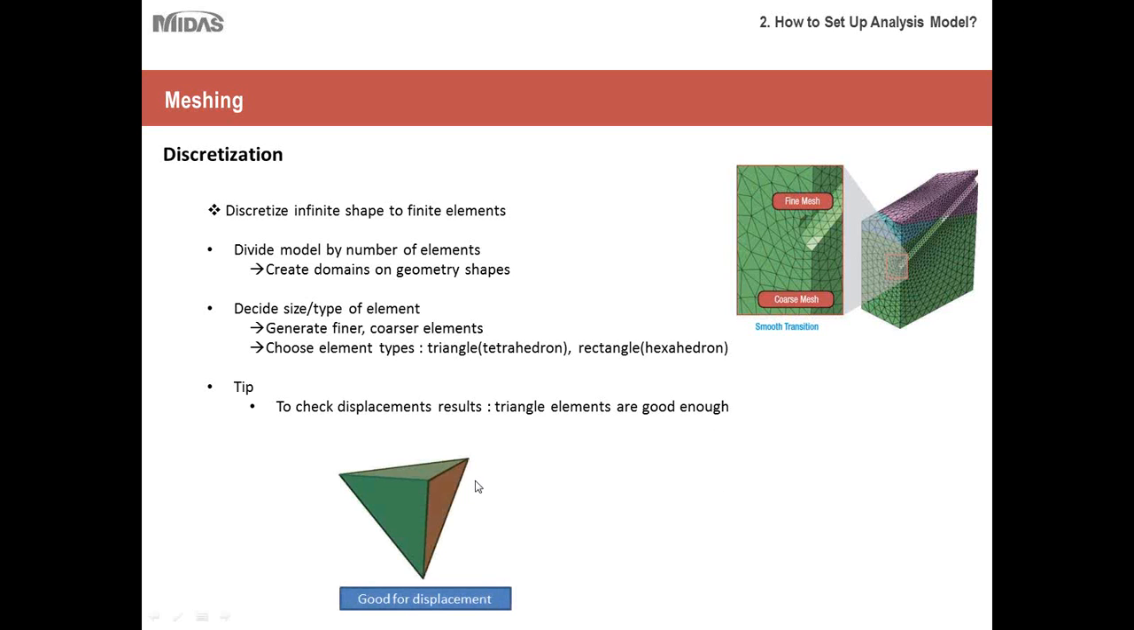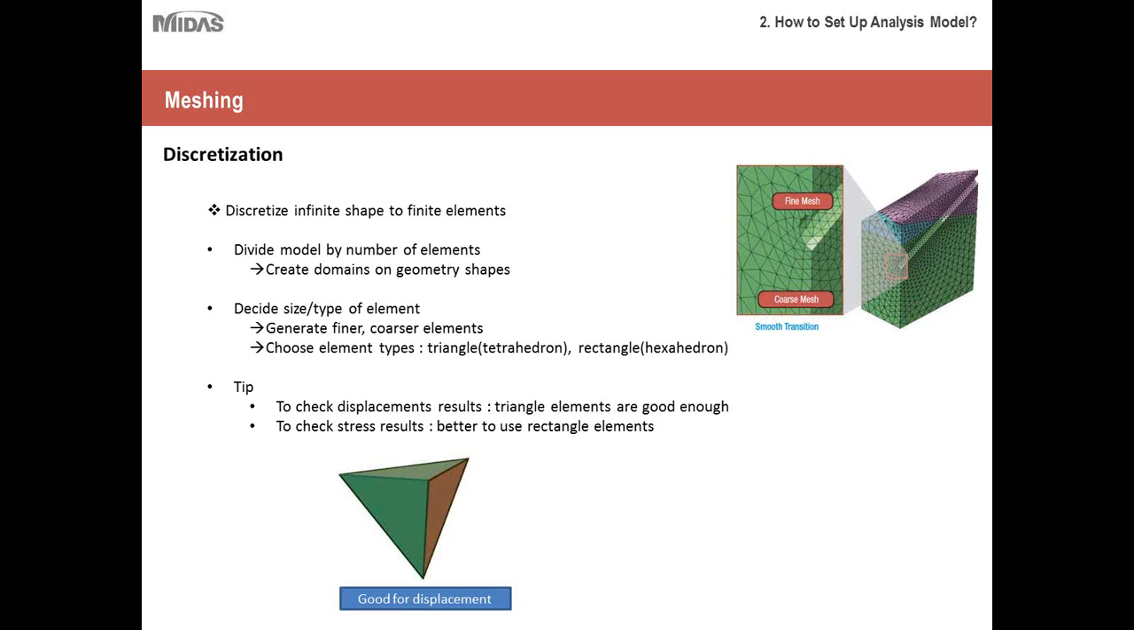So this is how a triangle element looks like. It is a 3D view, so it is basically a tetrahedron. If you use this type of element, you will get good results for displacements. And the majority of the time, geotechnical engineers are interested in the deformations and displacements, so they prefer using triangular elements. But let's say if your area of interest is to check stress results as well as displacements, then it is always better to use a rectangular element over a triangular element.